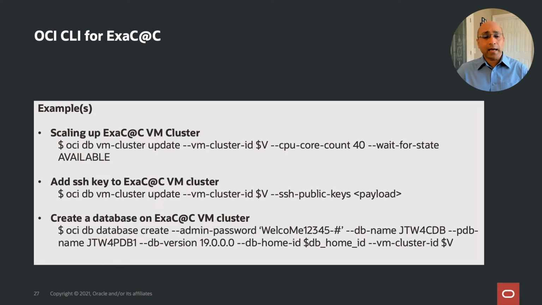The third example would be creating a database on the Exadata Cloud Customer VM cluster. We saw how easy it was to do it on the UI, and you could do the same with the CLI, and then you could automate these tasks in a script. So in this particular command, if you're using the DB database create command, you pass the admin password, the DB name, the DB version, whichever you would want, the DB home OCID, and then of course the VM cluster OCID, right? So all the things that you would want to specify to create a database. So again, a very simple, very intuitive way for you to use the CLI to do your automation.